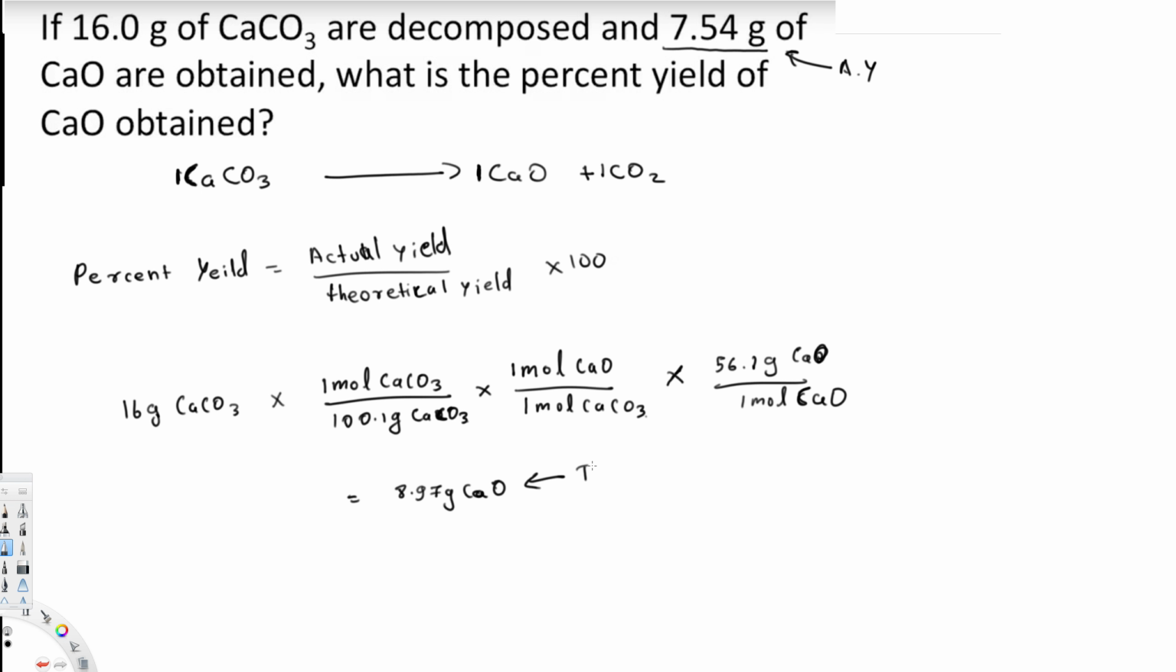So this is the theoretical yield. Now we can plug all the values into this equation and find the percentage yield. The actual yield is 7.54 grams, and the theoretical yield is 8.97 grams of calcium oxide. So 7.54 grams over 8.97 grams, multiplied by 100, and that's going to give us 84.1 percent. And this is our percentage yield of calcium oxide obtained.